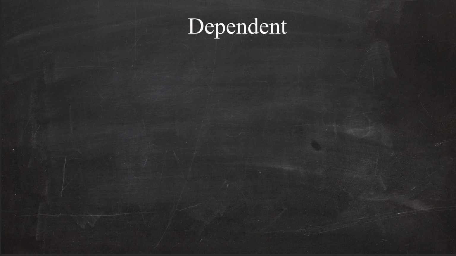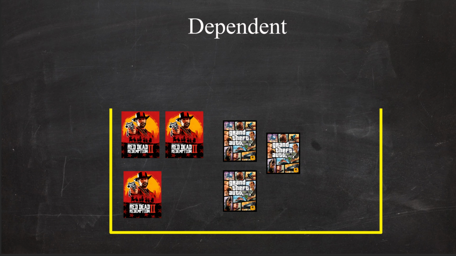Let's explain. Let's look at this bin of video games. There's 6 video games that we can choose from. Now let's say we blindly stick our hand in the bin and select a video game. The probability of selecting Red Dead Redemption on the first try is 50%, or 3 out of 6.